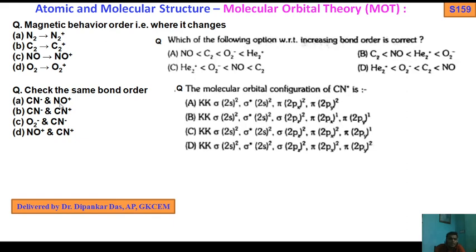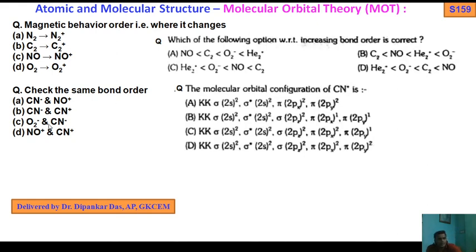Next, check the same bond order. Which species has the same bond order? Option A, CN minus and NO plus; option B, CN minus and CN plus; option C, O2 minus and CN minus; option D, NO plus and CN plus. Same bond order means if one is 2.5, the other should also be 2.5. You have to check it.